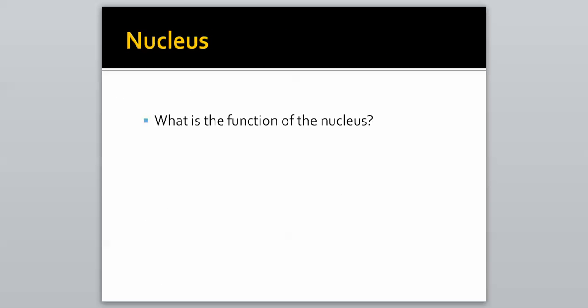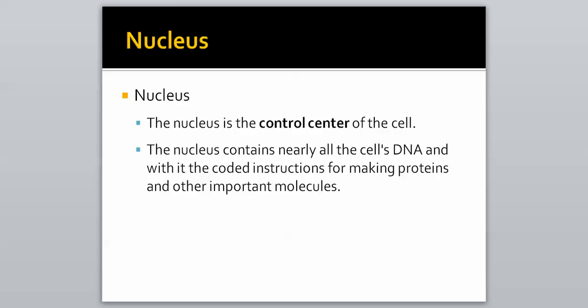So to start off, what is the function of the nucleus is going to be our first question. I think a lot of you may know the answer already. The nucleus is the control center of the cell. See, that's in bold there. Control center is important. A good way to remember it is that it's the brain of the cell. The nucleus contains nearly all the cell's DNA, and with it the coded instructions for making proteins and other important molecules. So this really is one of the most important things. It tells all the other things what to do. It's the control center. It's the brain. Without the nucleus, the cell could not function. It would not survive. Nothing would work properly. So just keep that in mind. It's the control center of the cell.